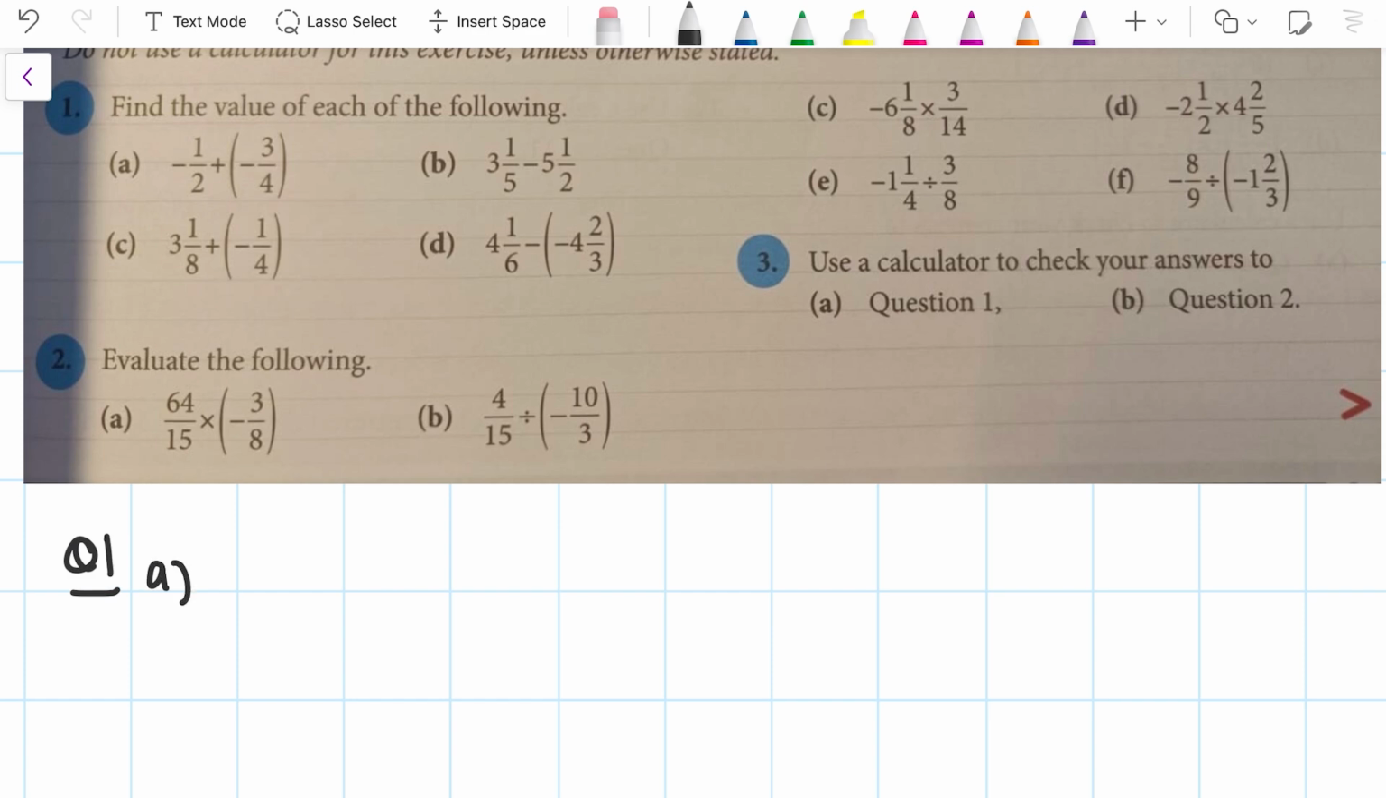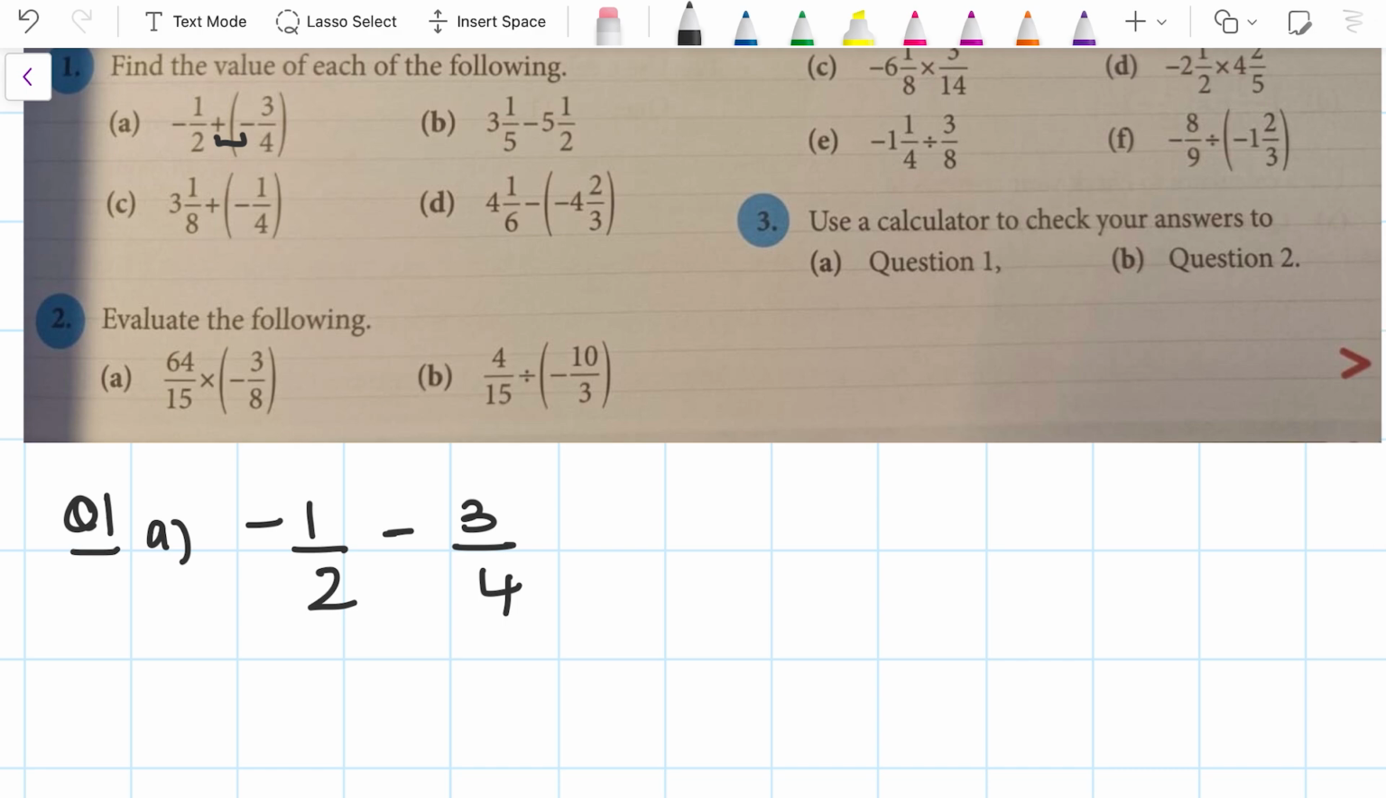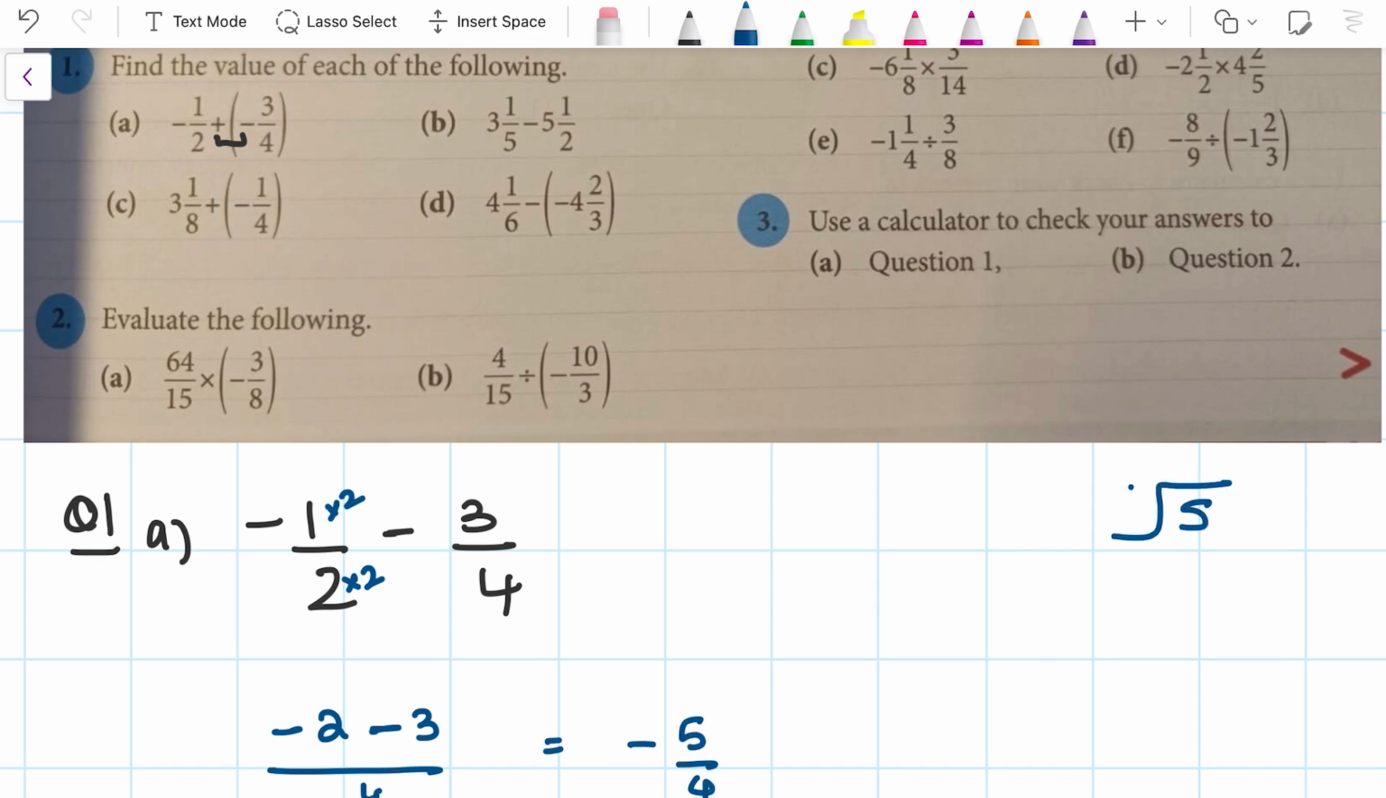Question 1a. Plus minus is a minus. Now this minus sign can be kept, even if there's a minus sign in the denominator, it can be used with the numerator. Now let's take the LCM. Becomes a minus 5 upon 4. Convert it into a mixed fraction. Minus 1 whole 1 upon 4 is going to be my answer.